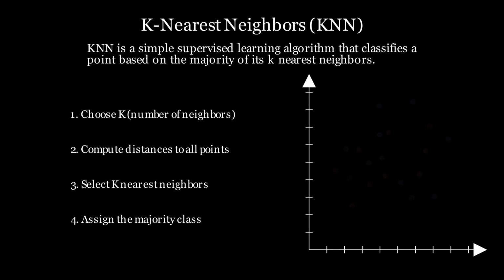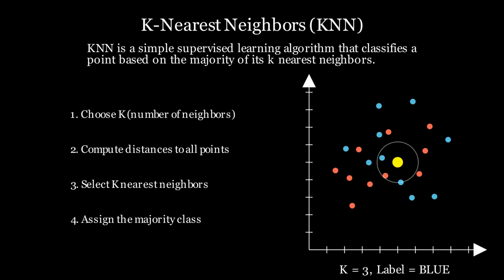On the right, we can see a visual where we're changing the k parameter, and accordingly we can see that the labels are changing as well. With k equals 3, the label is blue because the majority classes are blue. With k equals 5, once again the majority classes are blue. However, when k equals 7, the majority classes are now red and the label is red.